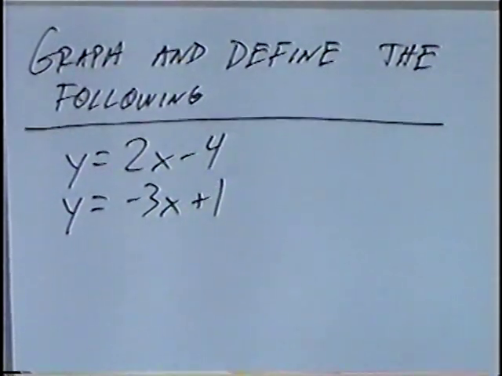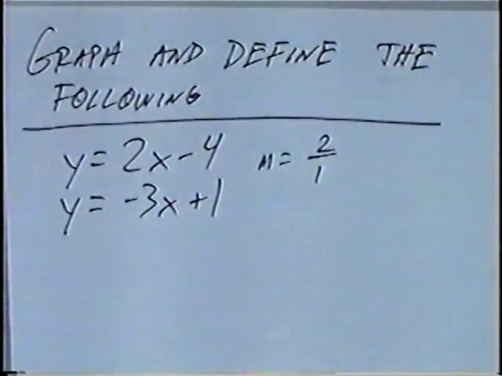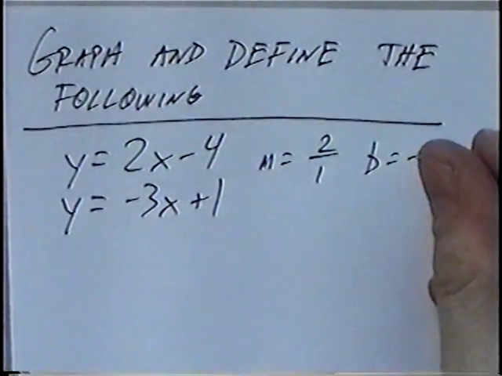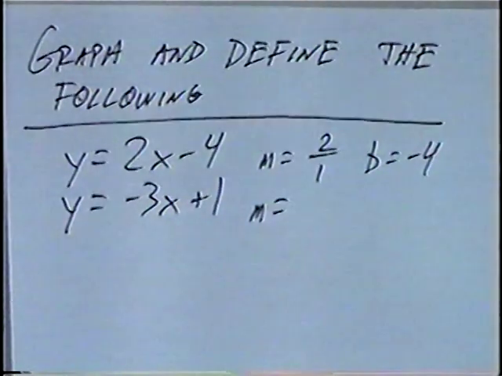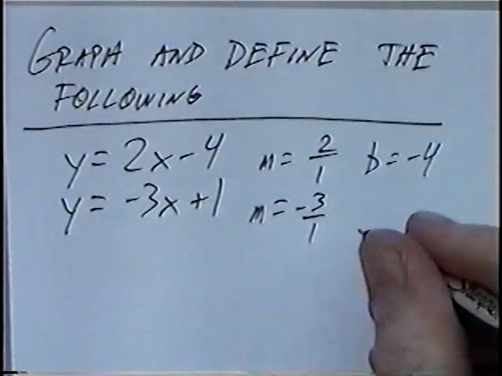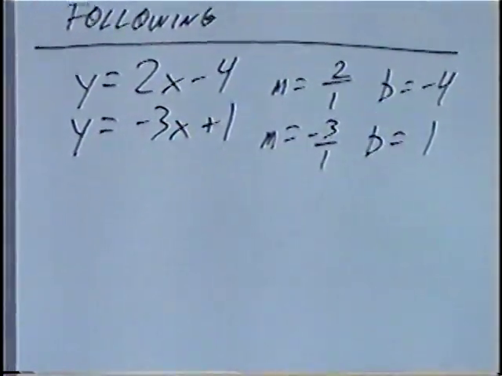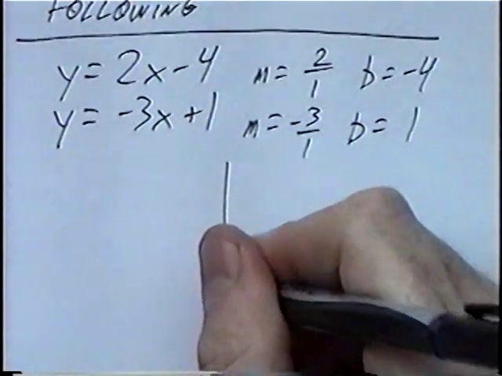The first line, y equals 2x minus 4: m is equal to 2, or 2 over 1, and b, the y-intercept, is negative 4. Second equation, m, the slope, is negative 3, or negative 3 over 1, and b is positive 1. Once we have the slope and the y-intercept, we can graph each of these.